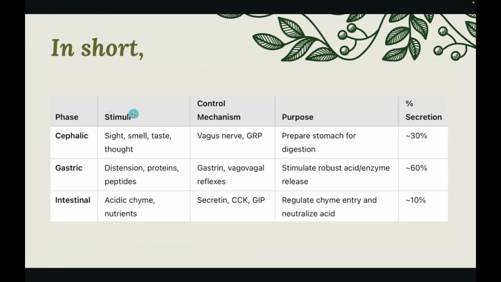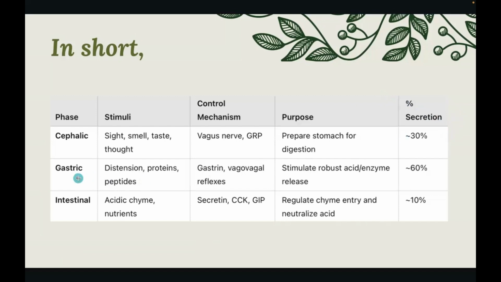The cephalic phase's main stimulus is sight, smell, taste, and thought about food, okay? And then what is going to be stimulated in this case? The vagus nerve. And then the vagus nerve is going to stimulate the GRP to release the products and so on. The whole purpose of this phase is to prepare the stomach for digestion. Okay, we don't have food in us yet. We're just preparing, and this is why the secretions are only limited to 30%.